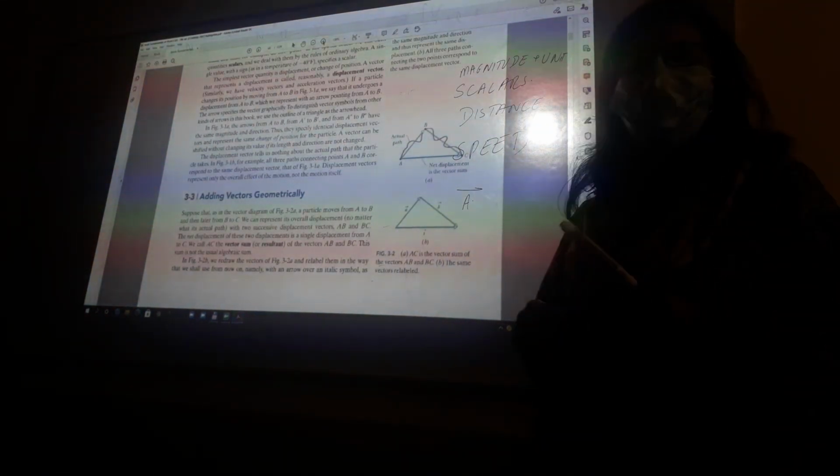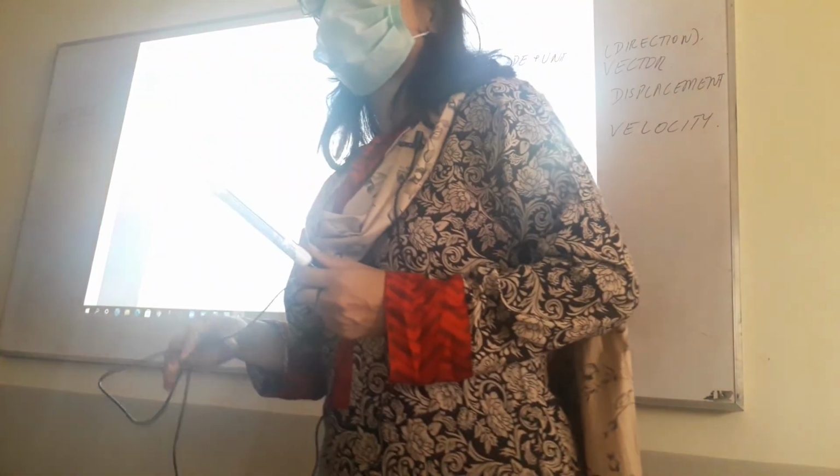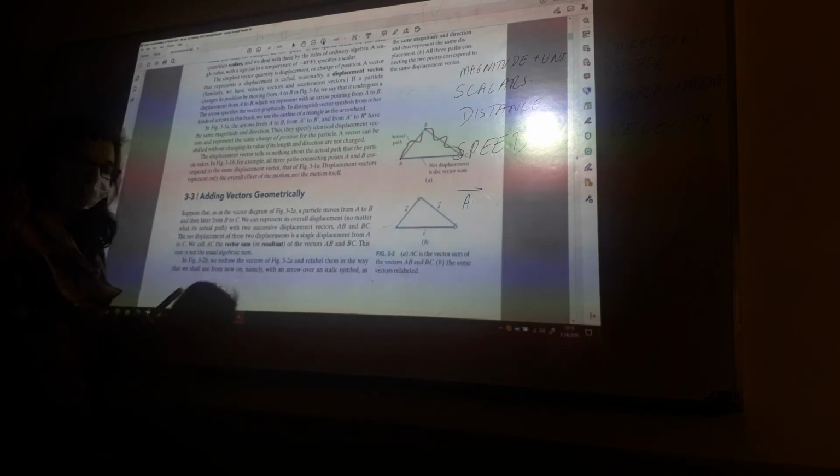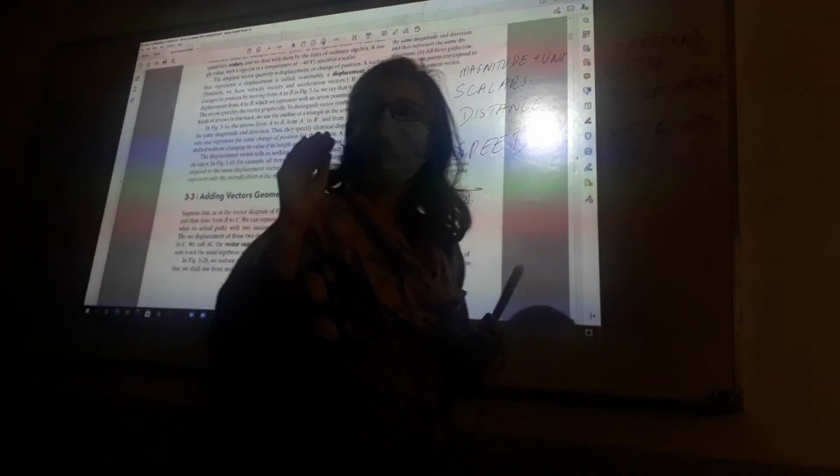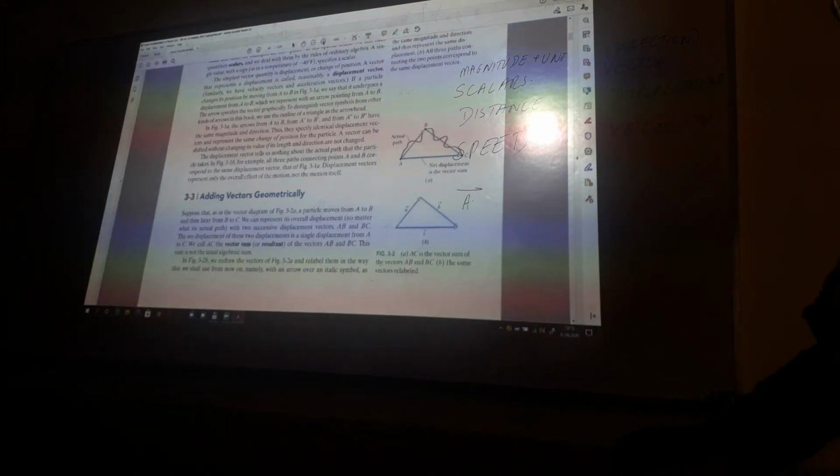Now once we have defined vectors, we will try to work with vectors. One of the simplest things you can do is to add vectors. First we'll talk about the addition of vectors, then the subtraction of vectors, and then the multiplication of vectors. When you multiply two numbers, you simply multiply them because they are scalars. You have to do nothing, you just have to write the magnitude and the unit.